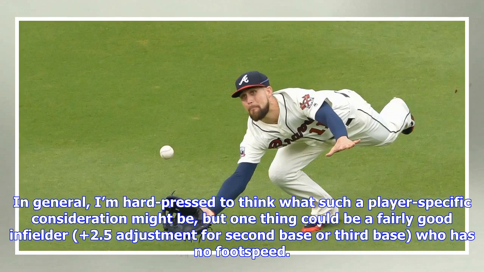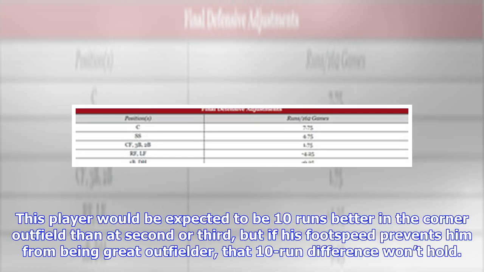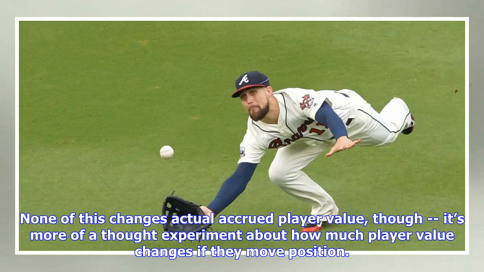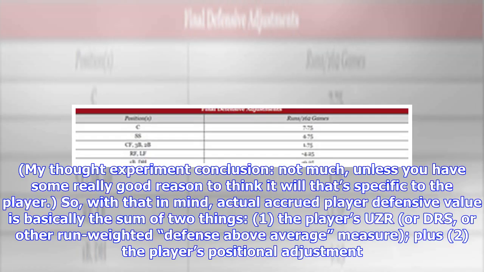In general, I'm hard-pressed to think what such a player-specific consideration might be, but one thing could be a fairly good infielder, 2.5 adjustment for second base or third base, who has no foot speed. This player would be expected to be 10 runs better in the corner outfield than at second or third, but if his foot speed prevents him from being a great outfielder, the 10-run difference won't hold. None of this changes actual accrued player value, though. It's more of a thought experiment about how much player value changes if they move position. My thought experiment conclusion: not much, unless you have some really good reason to think it will. That's specific to the player.